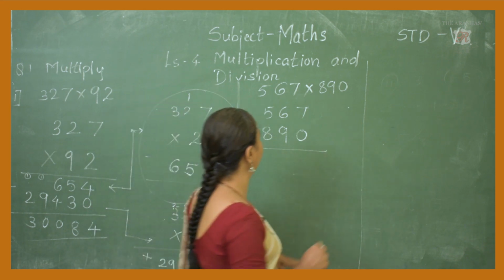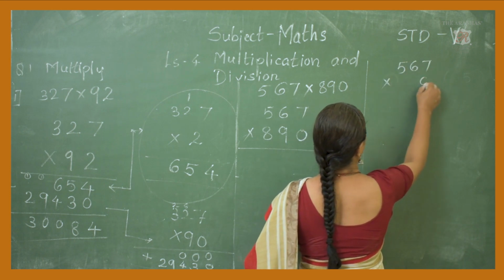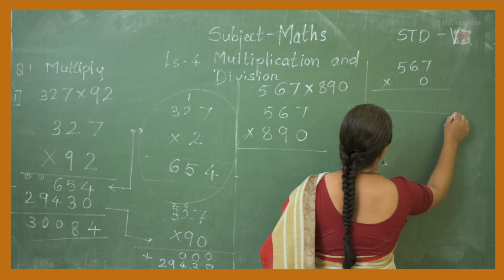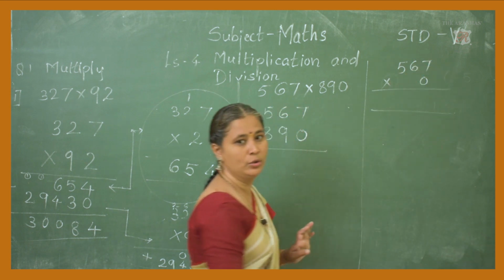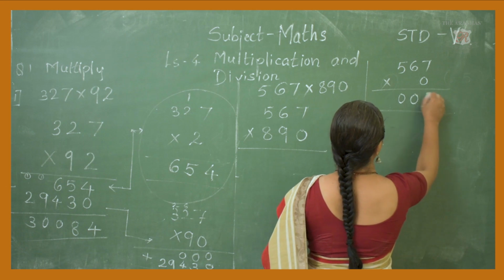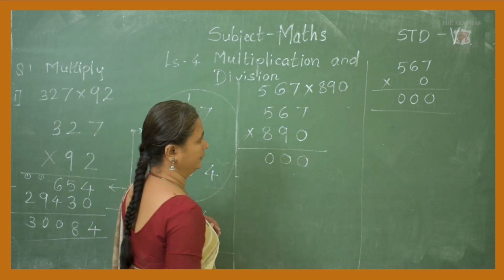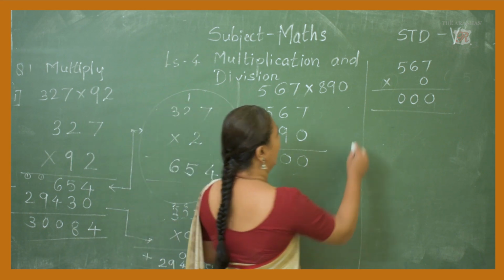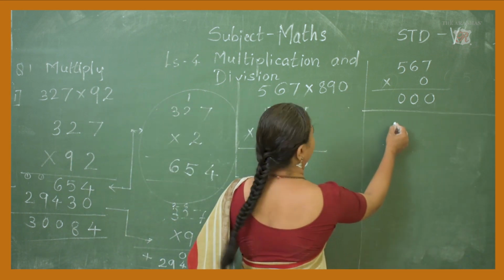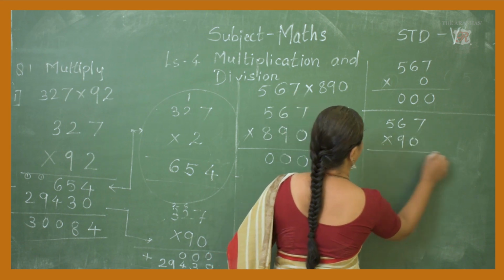So what is the number in the unit place? 9. Any number multiplied by 0, we get the answer 0. So here 0, 0, 0. So we have to write 0, 0, 0. Now, which number do I have to take now here? 567 into 90. Okay?